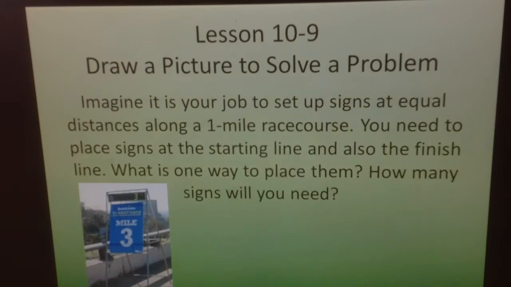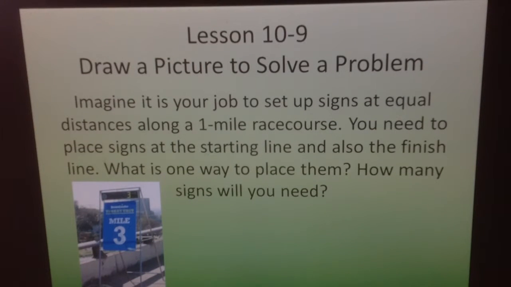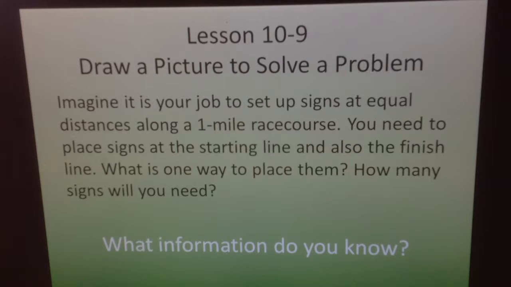Imagine it's your job to set up signs at equal distances along a 1-mile race course. You need to place signs at the starting line and also the finish line. What's one way to place them? How many signs will you need? It was a tough question, so we started by asking ourselves, what information do we know?